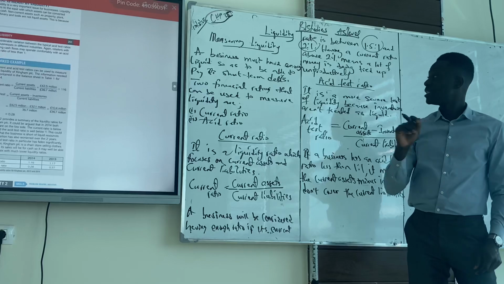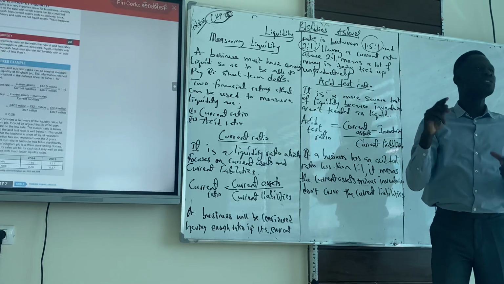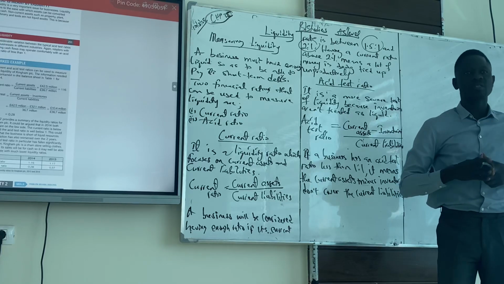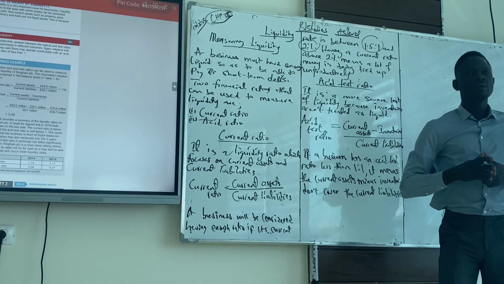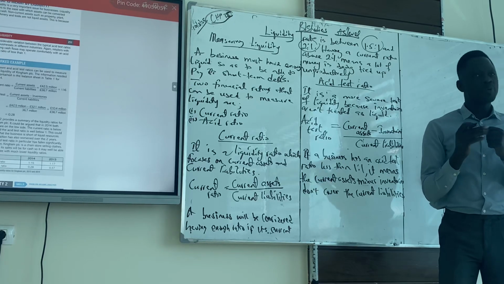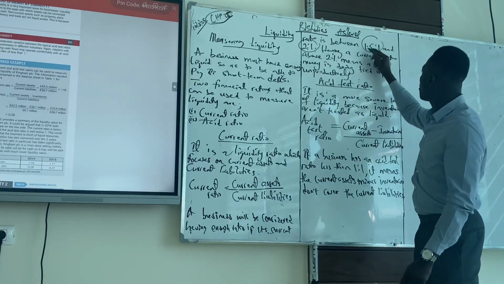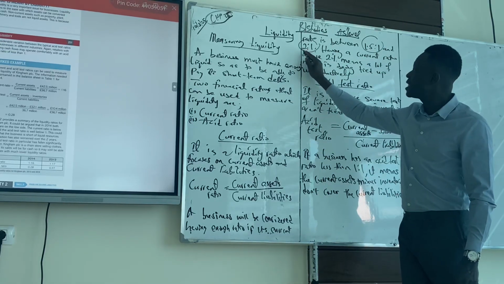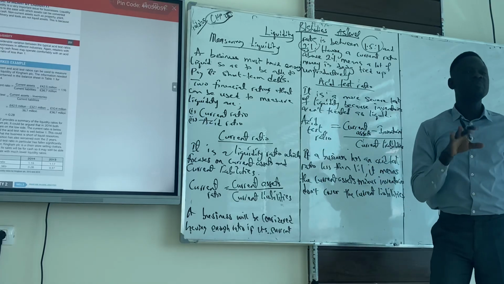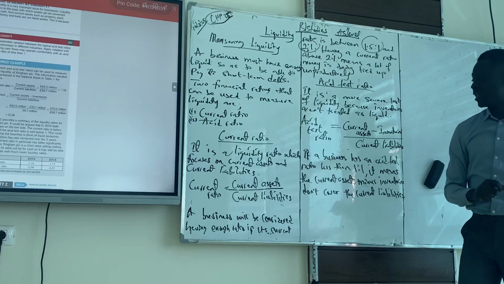A current ratio that is above 2 to 1 means that the business has a lot of money tied up in stocks. What about below? Below 1.5 is also good? Below 1.5 means you have a lot of cash with you. So it should be between 1.5 and 2. Anything above 2, it's a problem. It means the business doesn't have enough cash to pay its short-term debts. Do we get that, please?